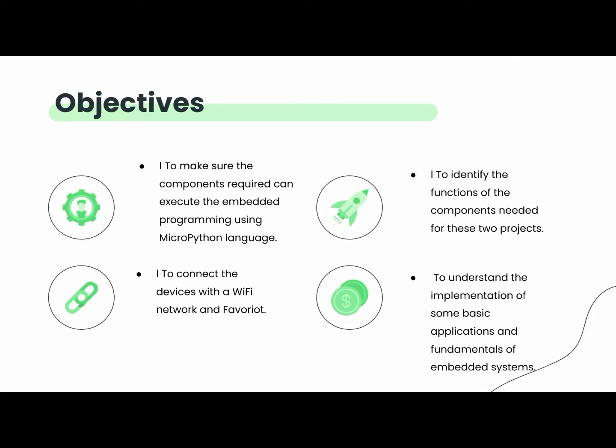Next is our objective. There are some objectives that we recognized from the problem statements for these two projects. The objectives are, first, to make sure the components required can execute embedded programming using the MicroPython language. Second, to connect the devices with a Wi-Fi network and favorite IoT. Third, to identify the functions of the components needed for these two projects. And lastly, to understand the implementation of some basic applications and fundamentals of embedded systems.